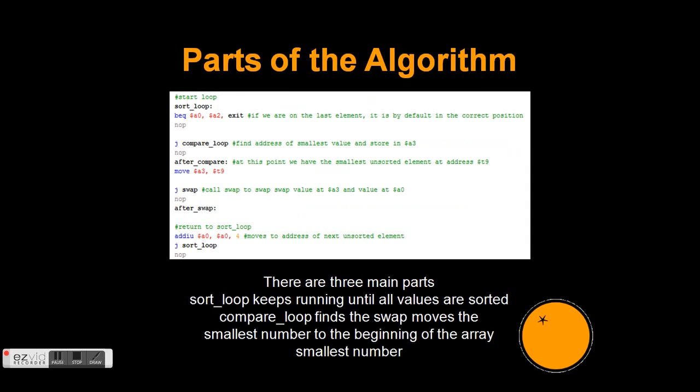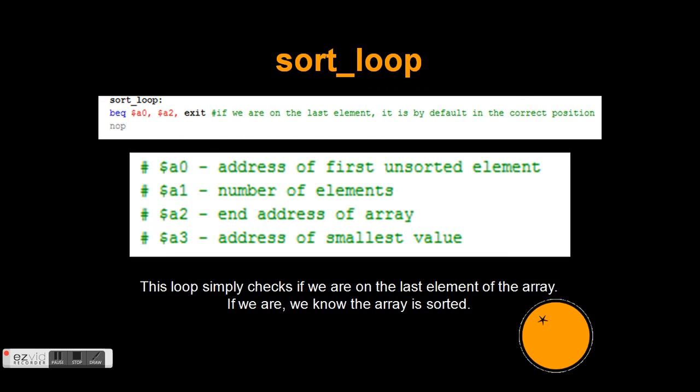For the parts of the algorithm, there are three main parts. The sort loop keeps running until all values are sorted. The compare loop finds and swaps the smallest number to the beginning of the array. The sort loop simply checks if it's on the last element of the array. If it is, then we know that the array is sorted.